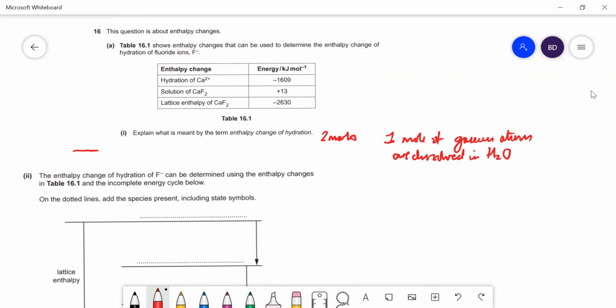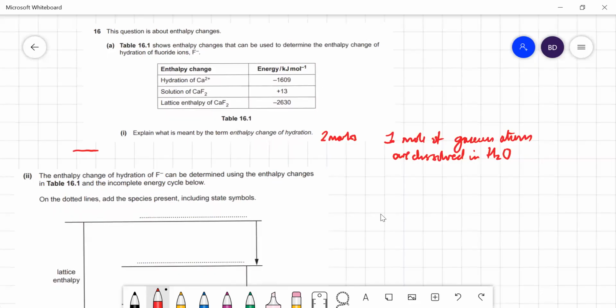And it's going to be pretty exothermic because the polar water molecules are attracted to the charged ion and form an interaction with it. Okay, for 2 marks that should be fine. Now I think I'm just going to scroll this up here.